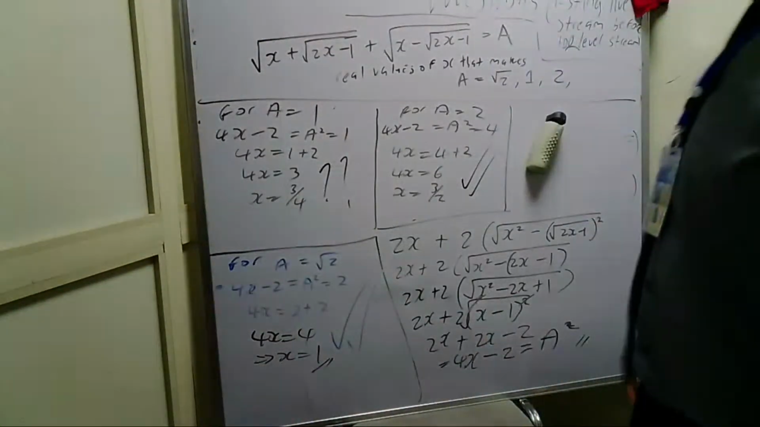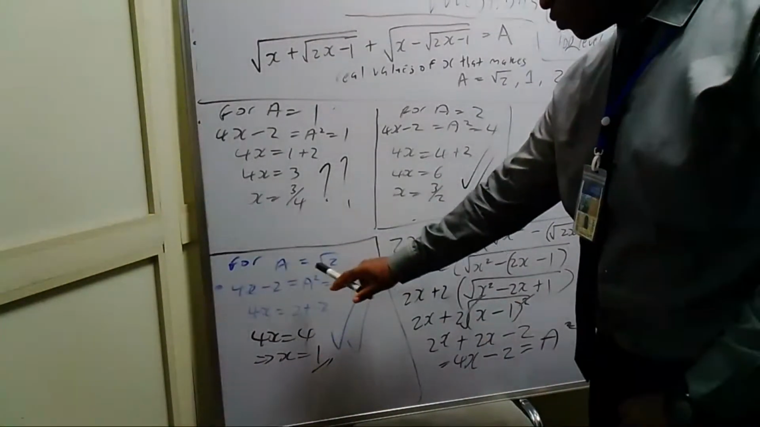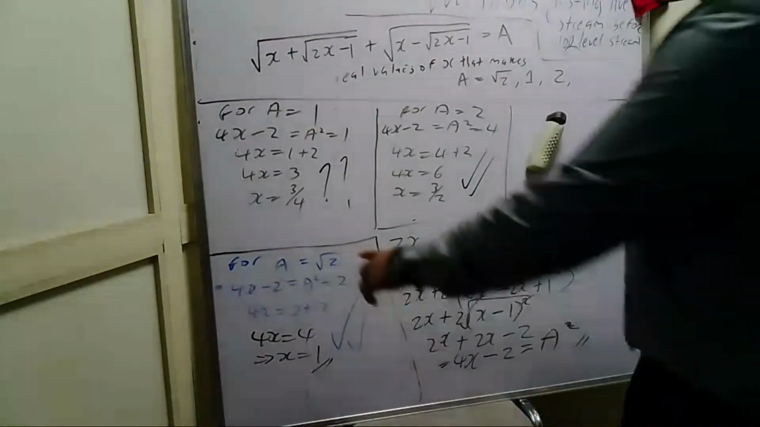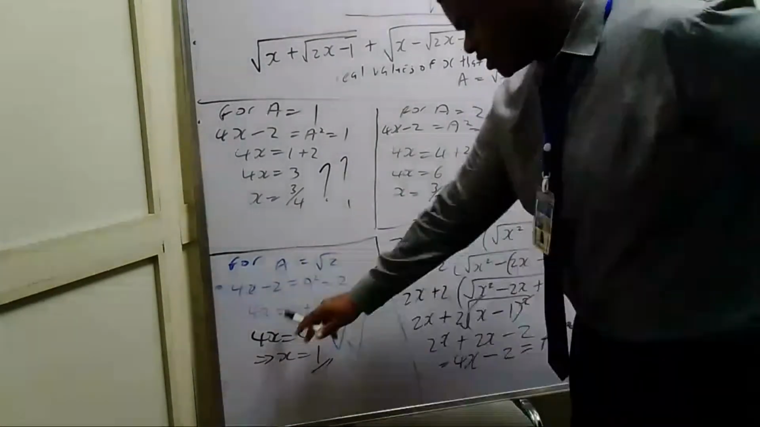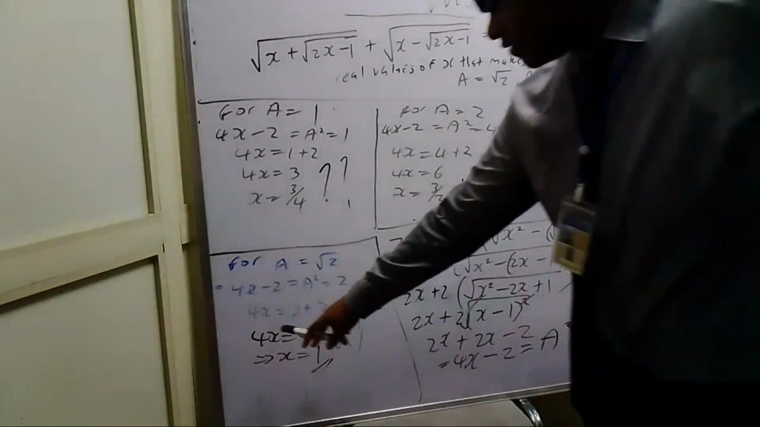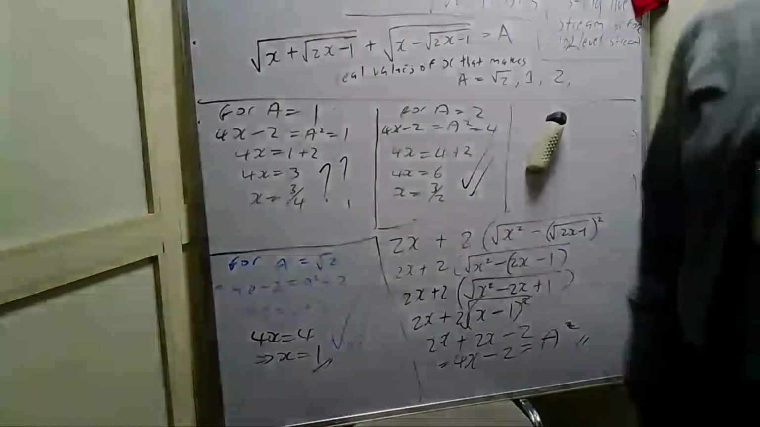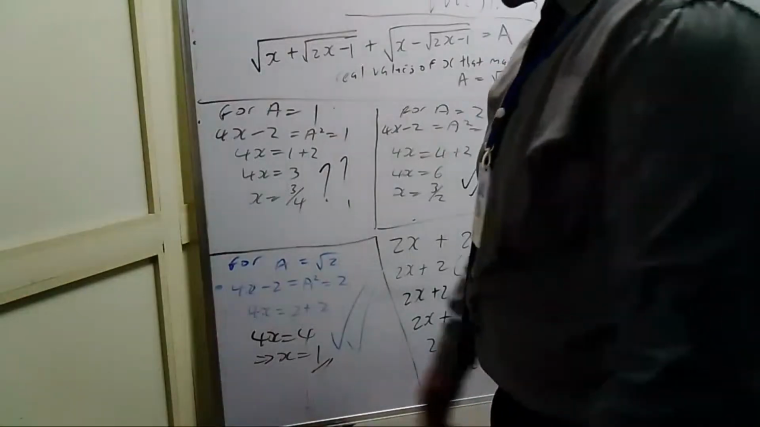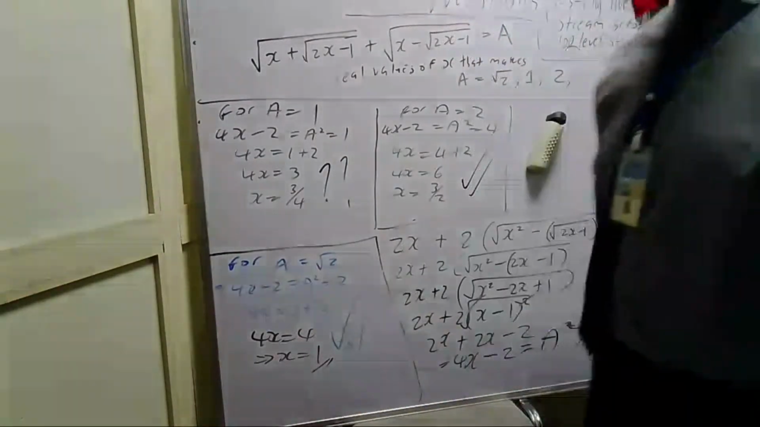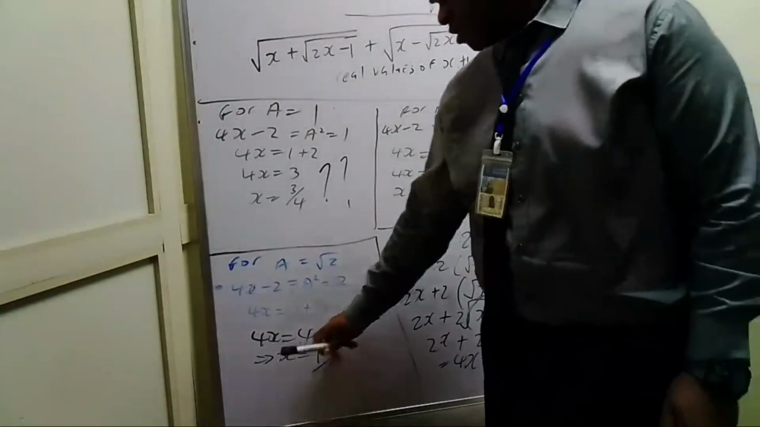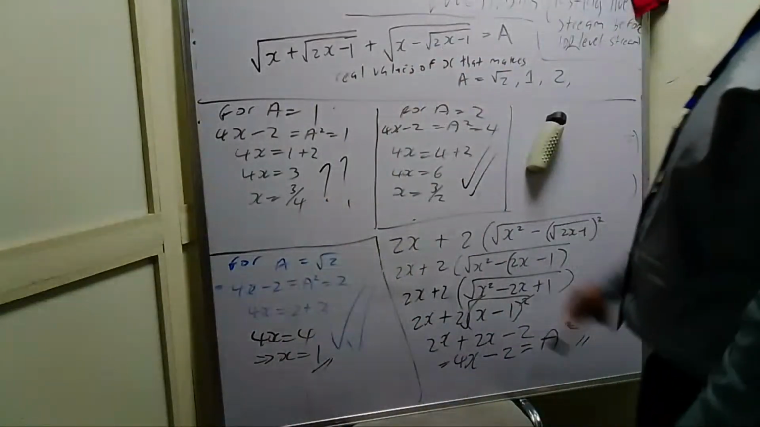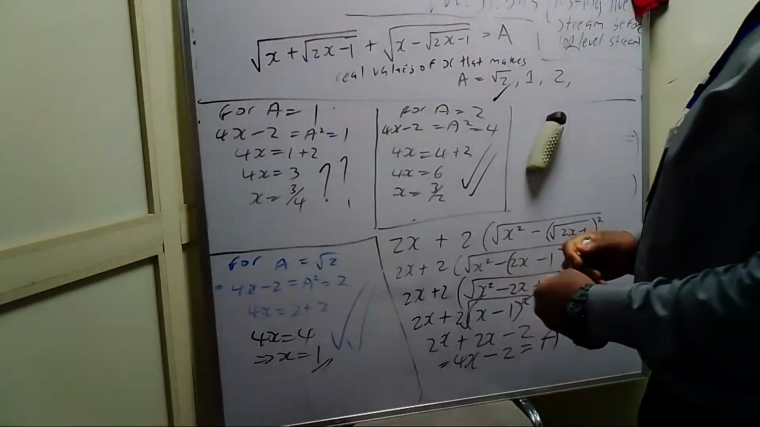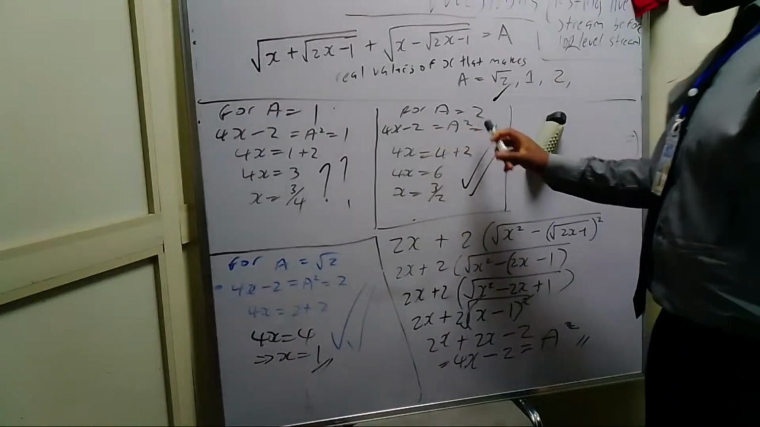4x minus 2 is equal to a squared, and the square root of 2 squared is 2. Move minus 2 to the right hand side, you have 4x equal to 2 plus 2, that is 4, and that gives you 4x equal to 4. I have a lecture soon by 3 o'clock, so this will have to be fast. By then you divide both sides by 4, you have x equals 1. So when x equals 1, a is going to equal square root of 2, that is the check mark. The next one is for a equals 2.